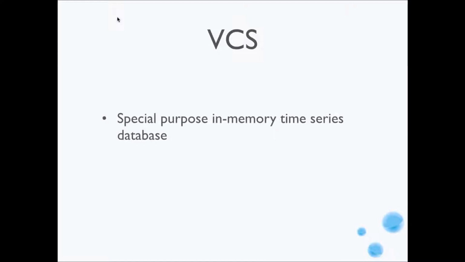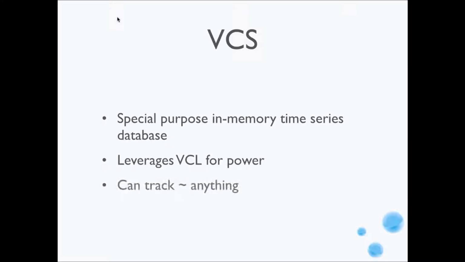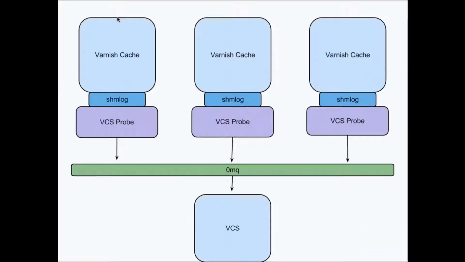So also an introduction to VCS. VCS is the software that Dag here wrote. It's a special purpose in-memory time series database. It's built especially to collect data from Varnish. It leverages VCL for power, so you can write logic in VCL to instruct VCS how it should gather data, and it can be used to track more or less anything that happens in Varnish.